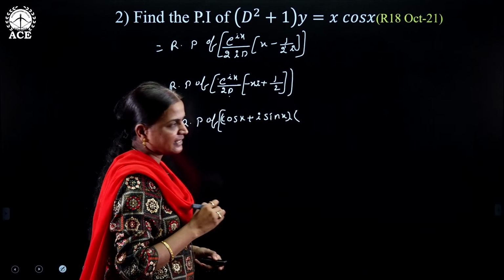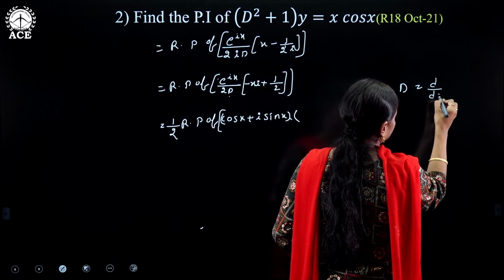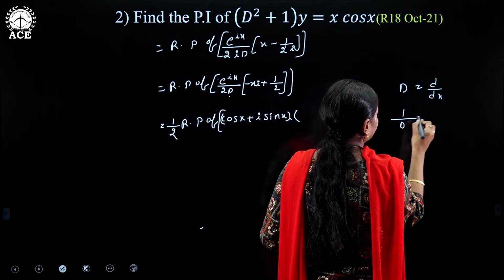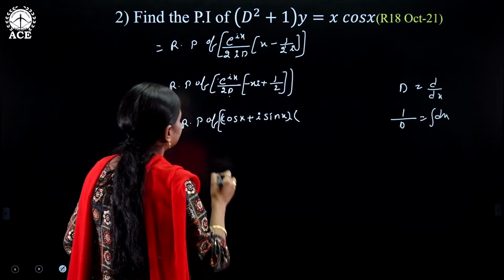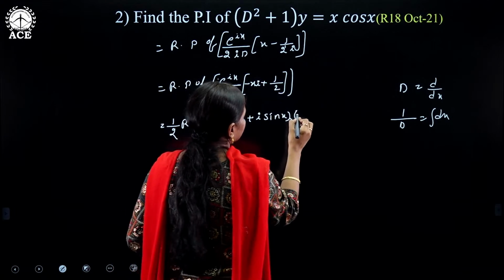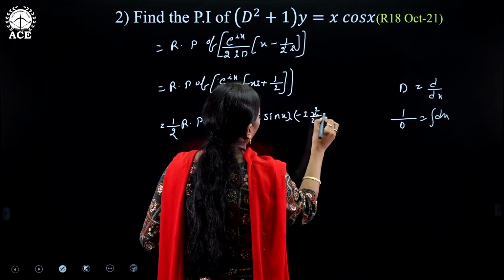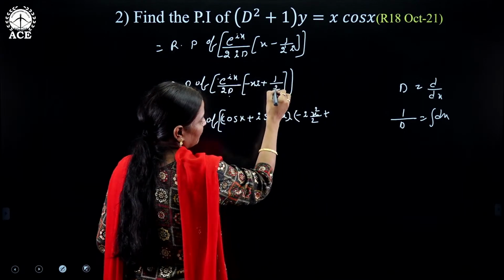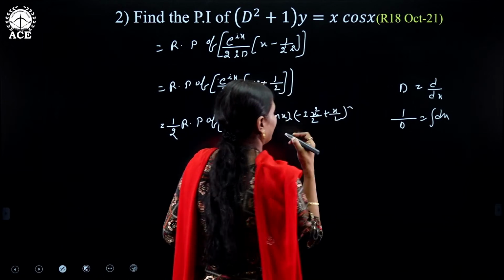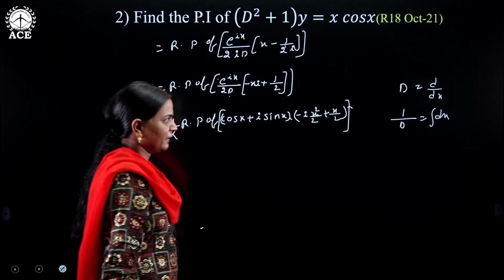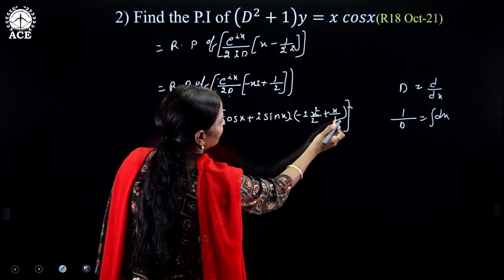Again 1 by d. If d is the differential operator, d is equal to d by dx. What is the 1 by d? 1 by d is nothing but integration of dx. Now integrate this one. So what is the integration of x? Minus i into integration of x is x square by 2, plus integration of 1 by 2 into dx, so that is equal to x by 2.